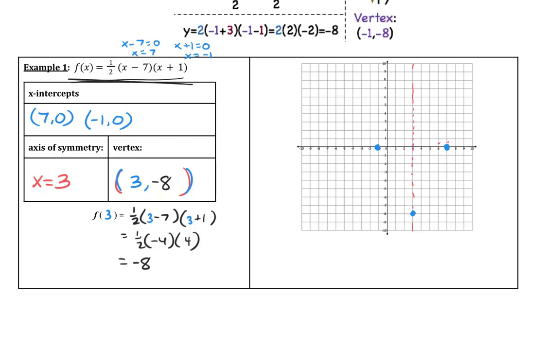Okay. And if we look at that, does it make sense? Well, I know that my a value is 1/2, which means that I should be opening up. So if I connect these dots here, right? There's my graph.